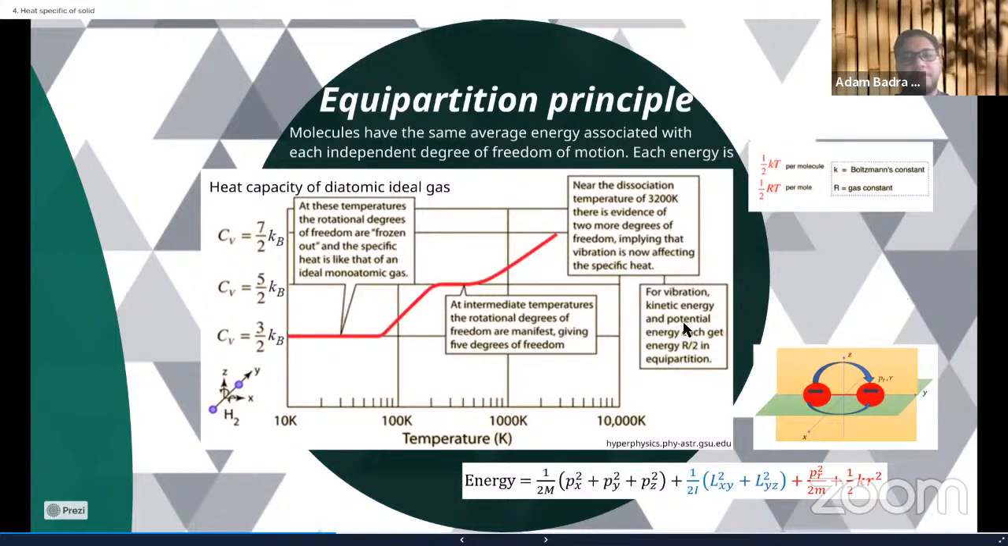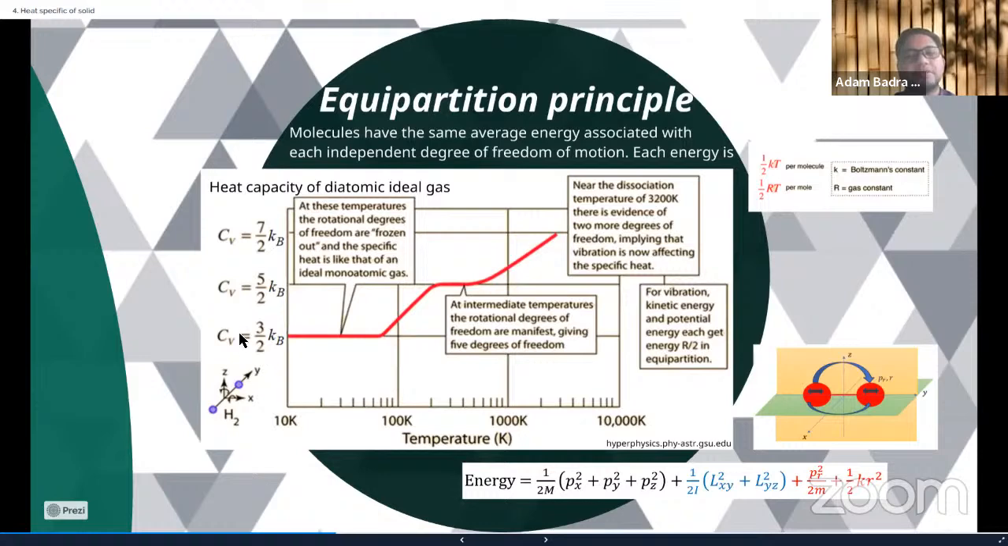So if I have here the hydrogen molecule H2, a gas of hydrogen molecules has three kinds of heat capacity. It has three values of heat capacity depending on the temperature.